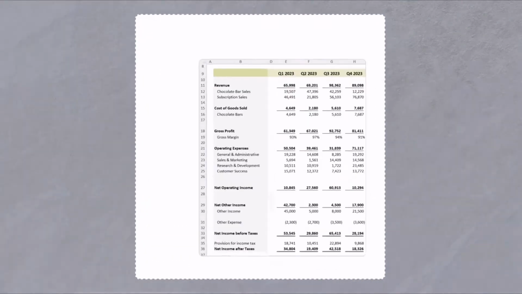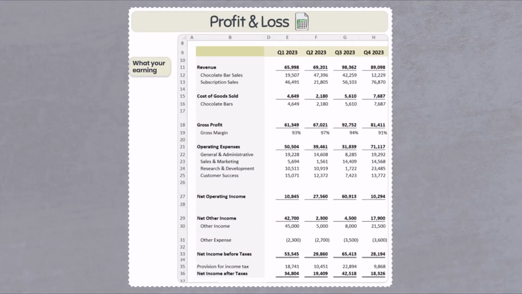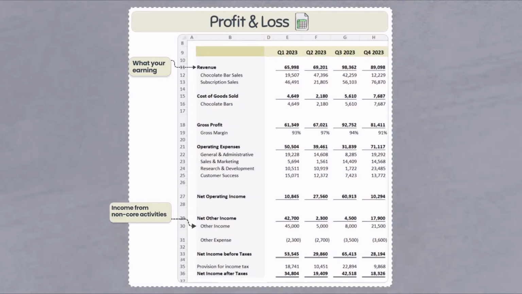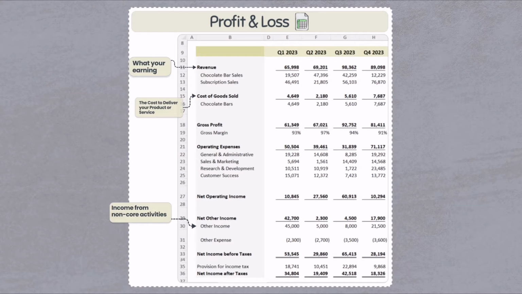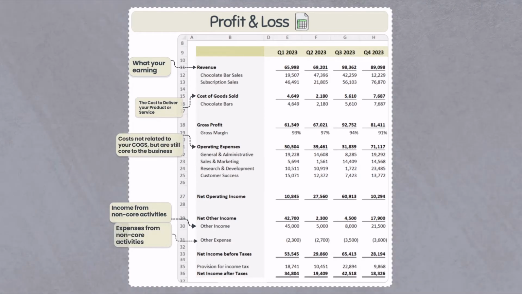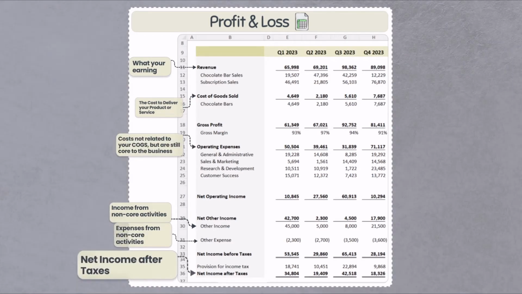So what are the income accounts in a profit and loss? Well, anything that shows under revenue or other income. What are the expense accounts on a profit and loss? Anything that shows under cost of goods sold, operating expenses, or other expenses. When you net these together, you get net income.